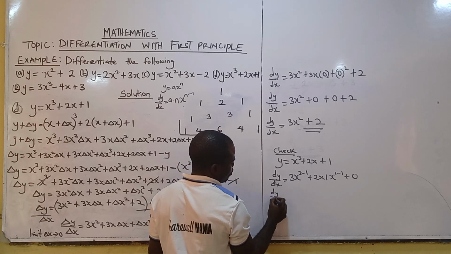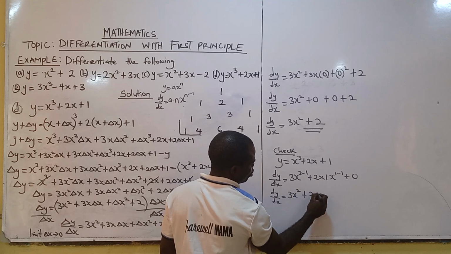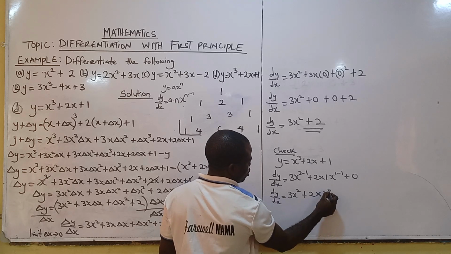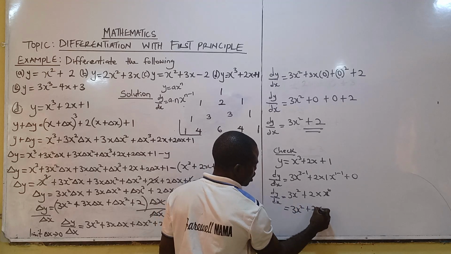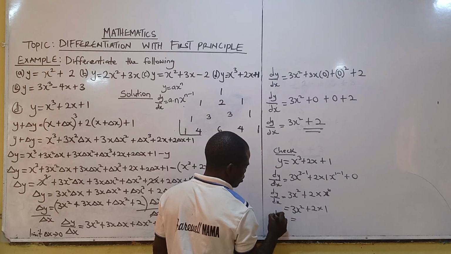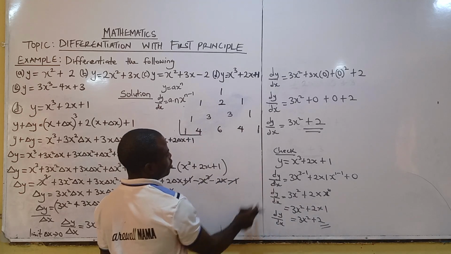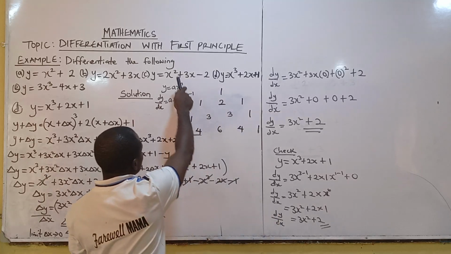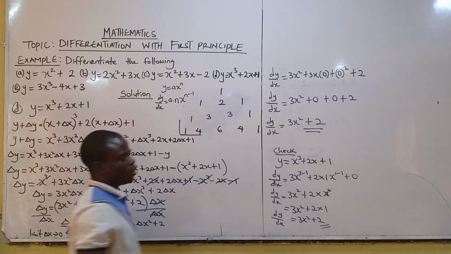dy over dx equals 3x squared, 2 times 1 is 2, and x to the power 0 is 1, so dy over dx equals 3x squared plus 2 times 1, equals 3x squared plus 2, which is the same thing as what you have here to confirm. Please don't use this method when you have to use the first principle. See, this is the first principle to get to this point.